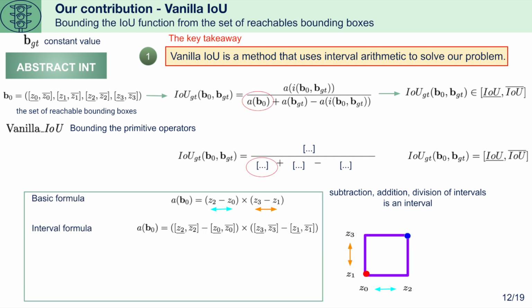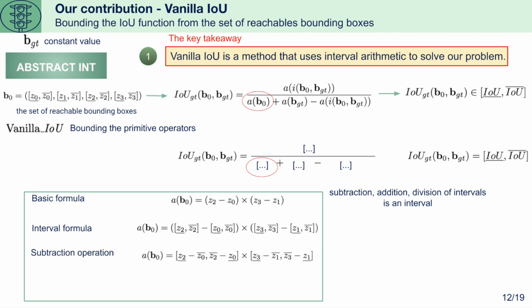So consider the area of the predicted bounding box, defined as the length on the x-axis multiplied by the length on the y-axis. It is the area of a rectangle. However, our coordinates are not single data points, but intervals, thus requiring interval arithmetic. Then we proceed with the subtraction operation between these intervals, and finally the positive multiplication operation.